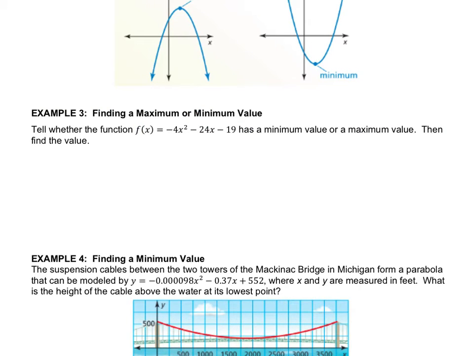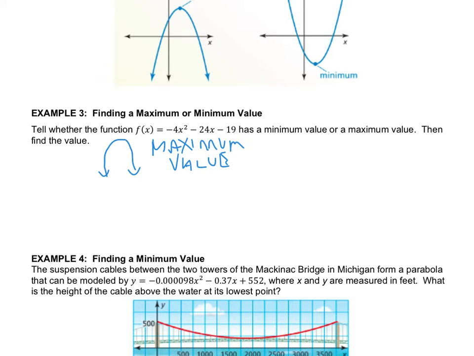So for this first one, tell whether this function has a minimum or a maximum. Well, if I look at my function, we see the a value is a negative number. So without really graphing it correctly, we know if it's a negative number, it's opening downward. That would tell me that this has a maximum value, because the parabola opens downward, which means the vertex is the highest point or the maximum. So then it says to find that value.